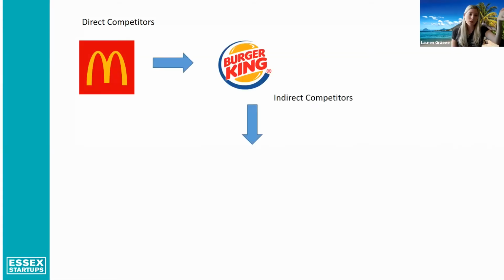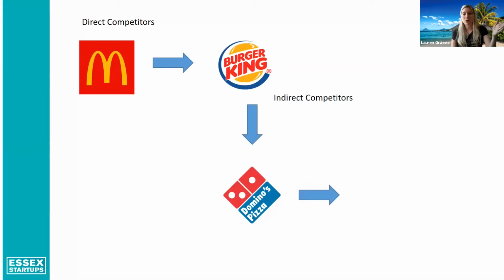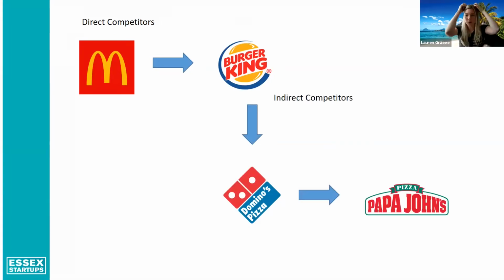So we've got these direct competitors here. You've got very well known McDonald's and Burger King. They're direct competitors because they have the same offering. They're both selling burgers and fries, milkshakes, that sort of thing, but they do it with different offerings.